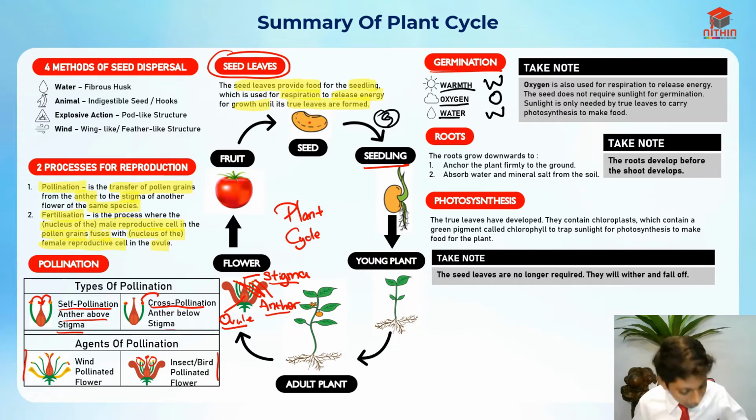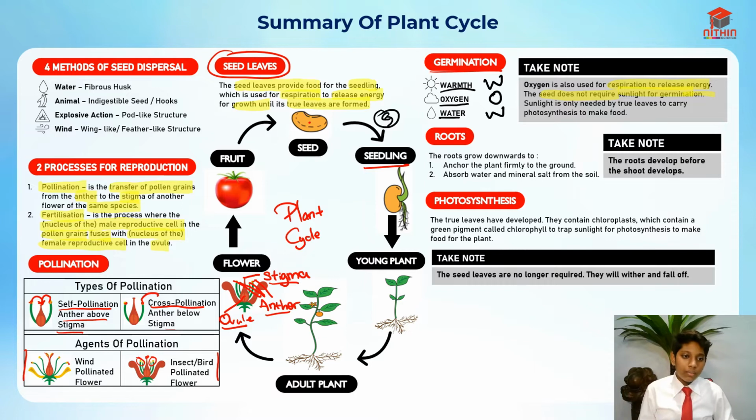Okay, you need to take note that oxygen is also used for respiration to release energy, and the seed does not require sunlight for germination. This is very important. The seed does not require sunlight for germination, because most students think the seed needs sunlight for germination, but actually, why is that so that it does not need sunlight?